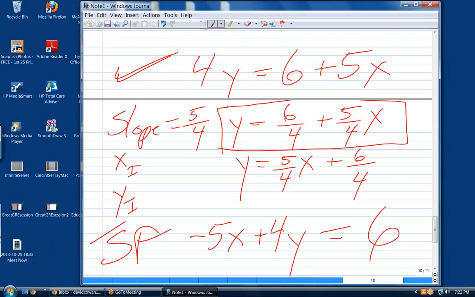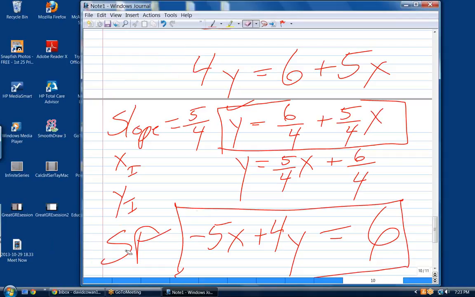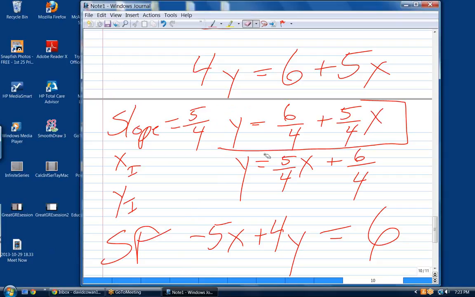Once you have it in slope-intercept format, you can substitute 0 for x and know that the y-intercept is 6/4 immediately. But if you substitute 0 for y, it's not so easy to solve for x. So solving for your x and y intercepts is best done from standard format, as long as you remember that one key fact: the x-intercept is where y equals 0, and the y-intercept is where x equals 0.